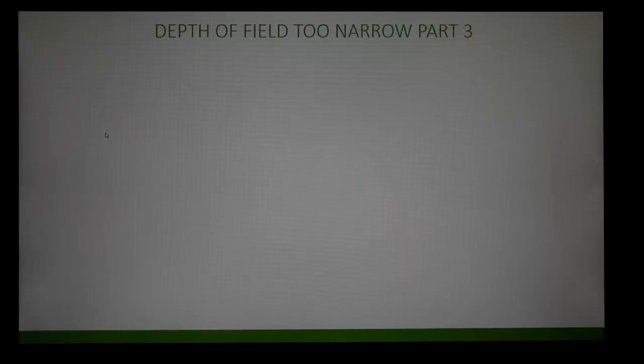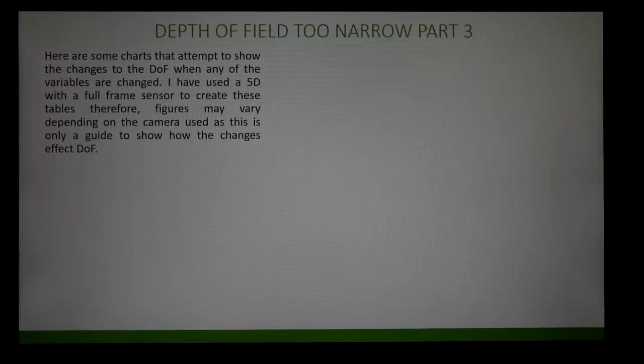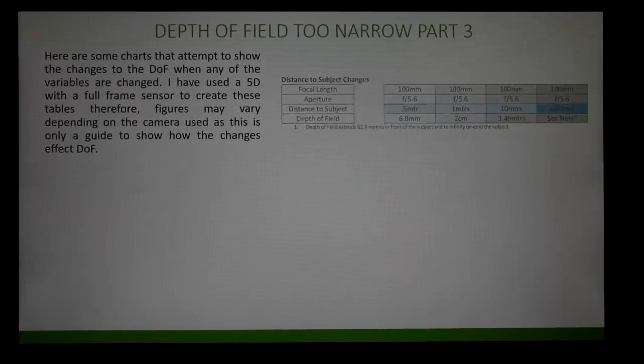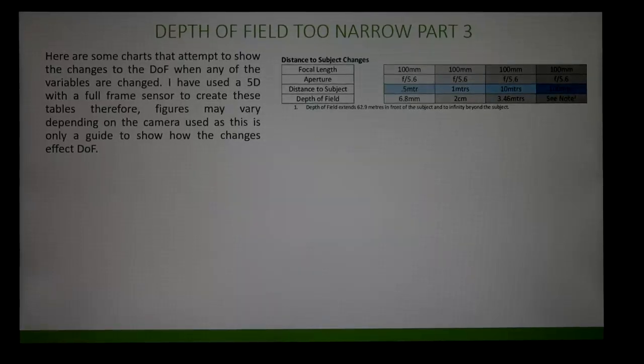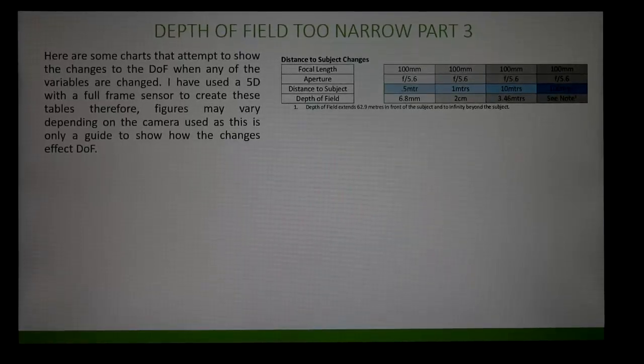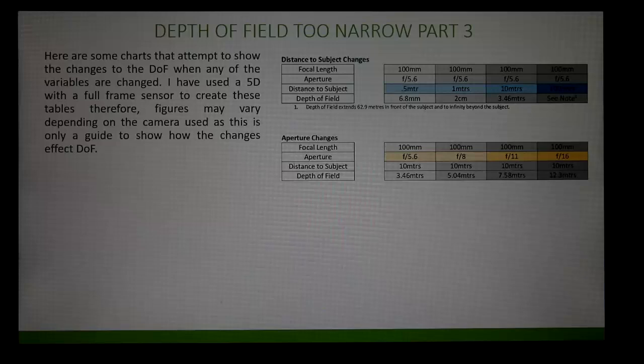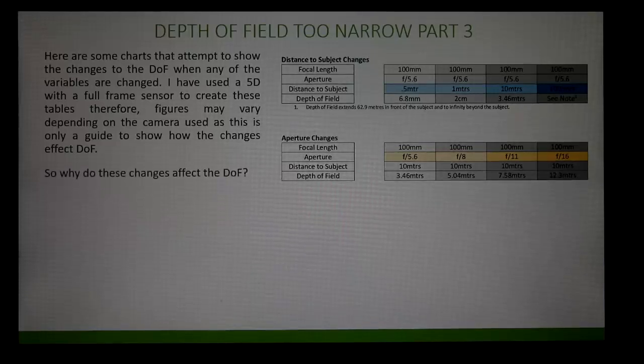Depth of field too narrow, Part 3. Here are some charts that attempt to show the changes to the depth of field when any of the variables are changed. I have used a 5D with a full frame sensor to create these tables, therefore figures may vary depending on the camera used, as this is only a guide to show how the changes affect depth of field. So why do these changes affect the depth of field?